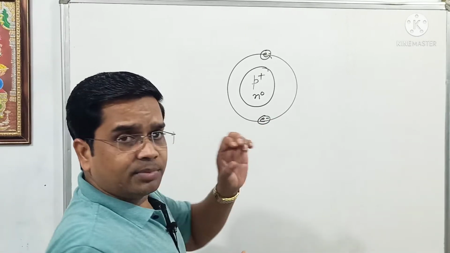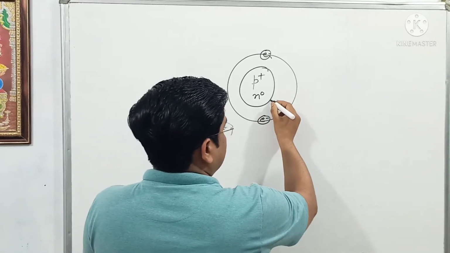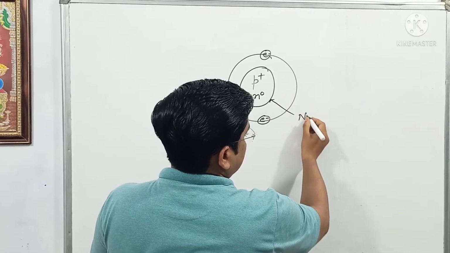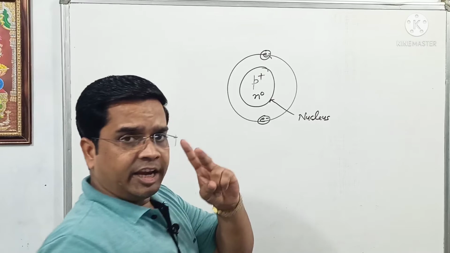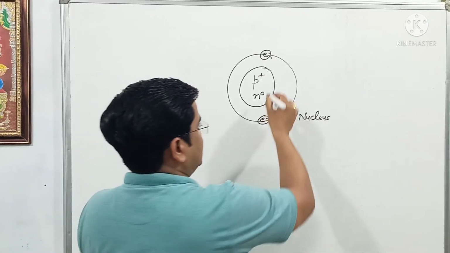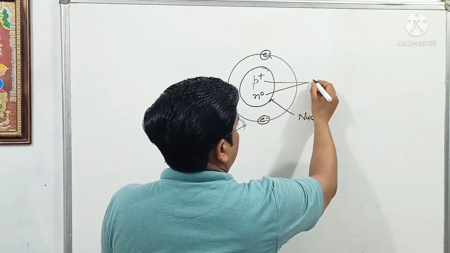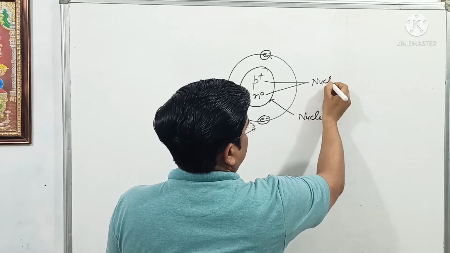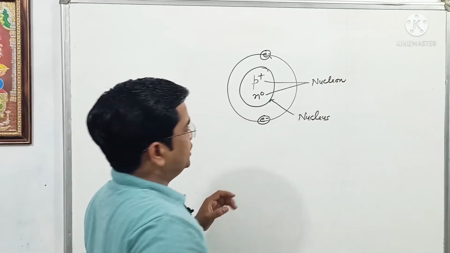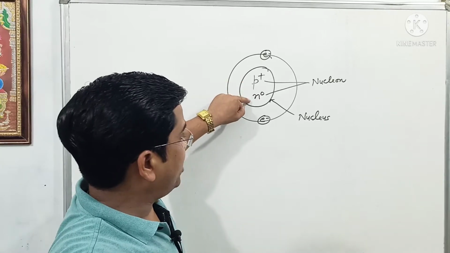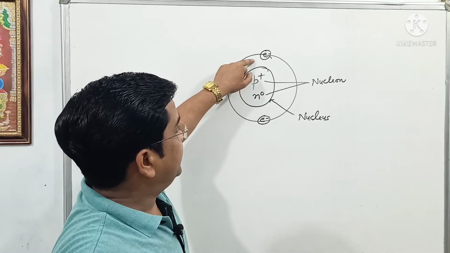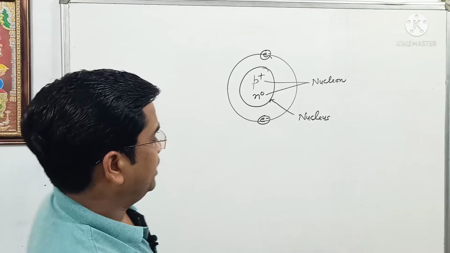The center part of the atom is named as nucleus. Proton and neutron both are named as nucleon. And friends, as you are watching, proton is positively charged, neutron is without charge, and electron is negatively charged.